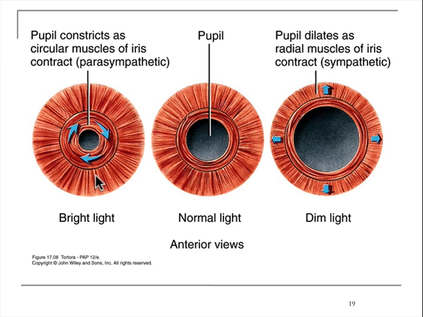This is due to parasympathetic impulses that are going to the circular muscles. If on the other hand you're in dim light, as shown here, then the radial muscles contract, and this makes the size of the pupil larger. It's sympathetic impulses that innervate the radial muscles and cause them to contract.